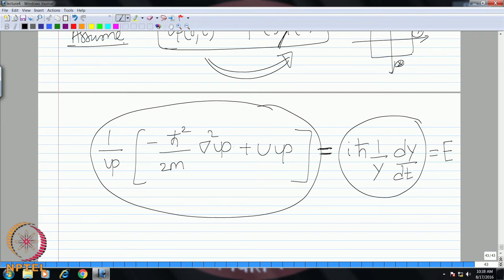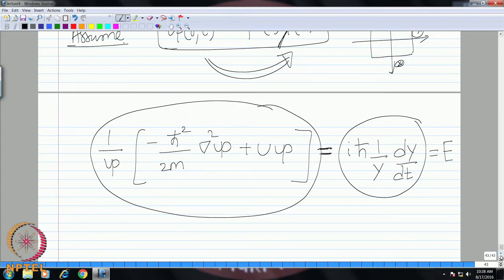Now, I am giving this name E here not by coincidence, because we will show that the expected value of the Hamiltonian is also nothing but this E, that is the energy. That is why I am giving this E here. I could give this lambda and then later show that this is nothing but the expected value of Hamiltonian, and therefore the energy. So, in order to avoid all that, I am directly saying that this is E, which is the energy.